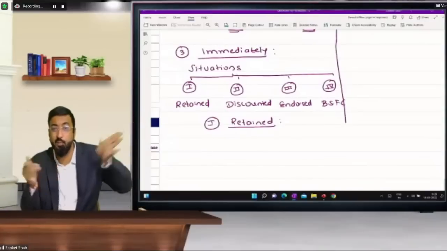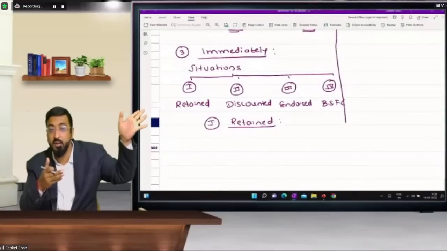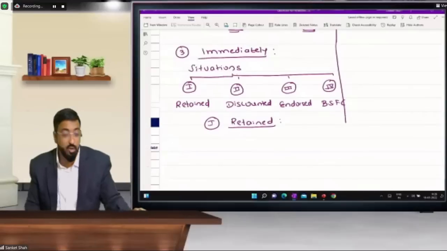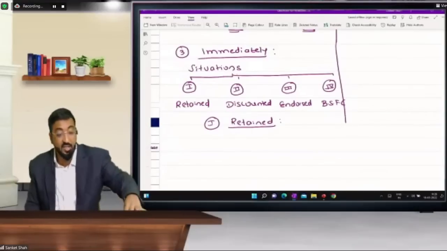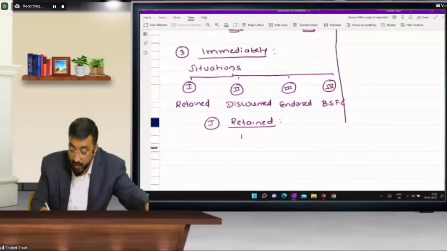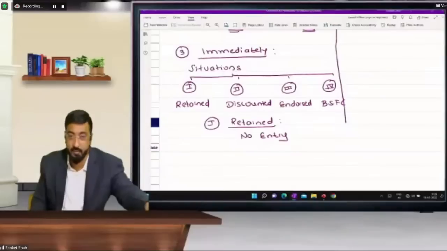Cupboard account debit, bill goes out? Cupboard account comes in and bill goes out in the cupboard? Better, no such entries. Don't make imaginary entries. Apply 100% basics. No entry like cupboard account debit to bills receivable. So retained bill, there is no entry. Focus on this. Retained bill, no entry.